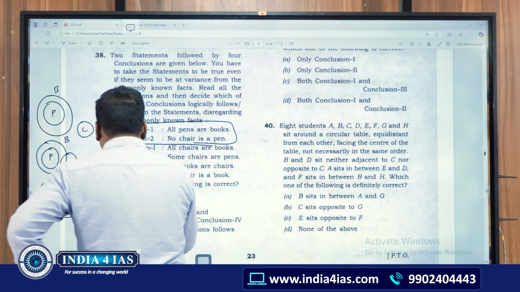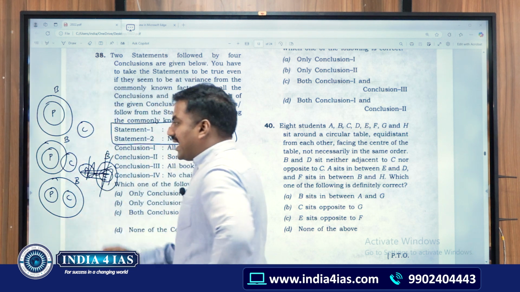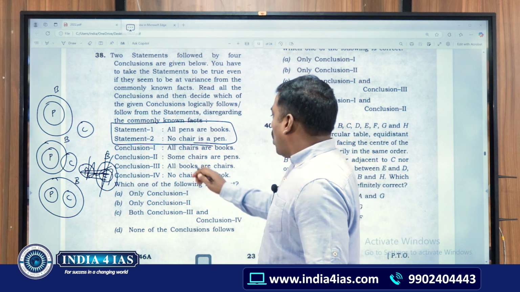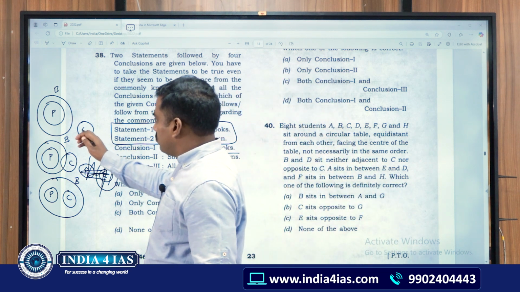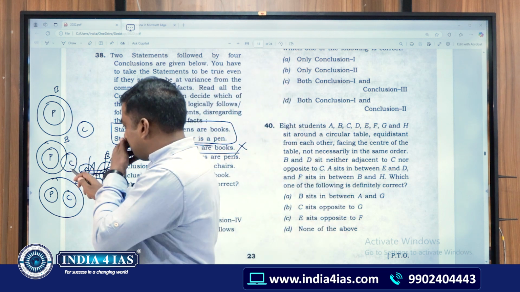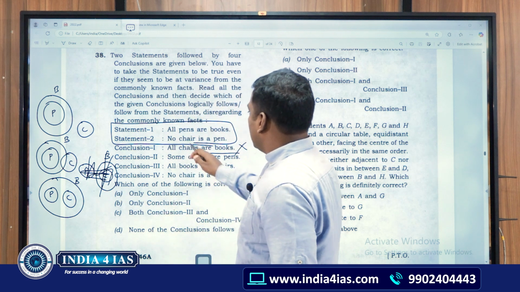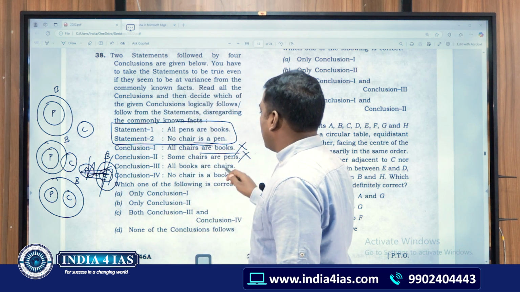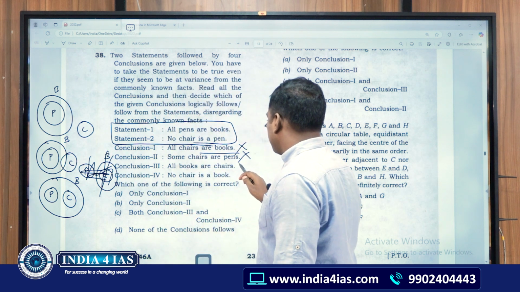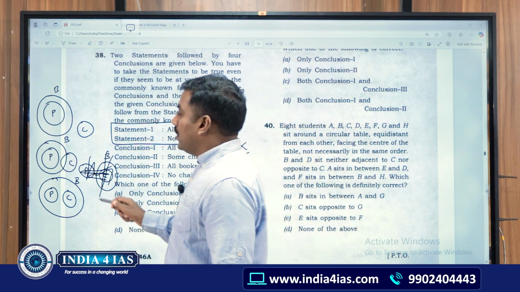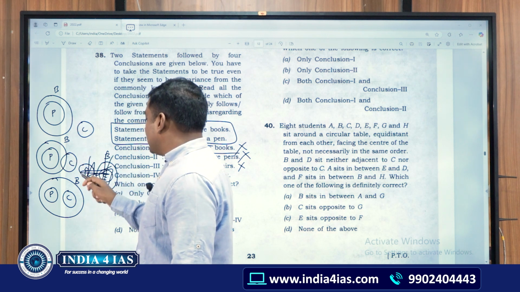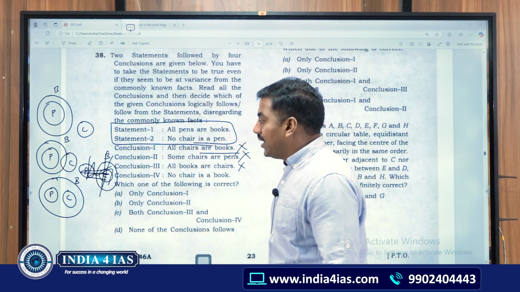Let us check the conclusion. If the conclusion doesn't follow in even one of the diagrams, that is wrong. All chairs are books. No. There is no logical connection. Some chairs are pens. There is no connection between chair and pen. No chair is a pen. All books are chairs. No, need not be. No chair is a book. No chair is a book in this case. But in this case, I can combine B and C. Or chair can be taken inside this one.